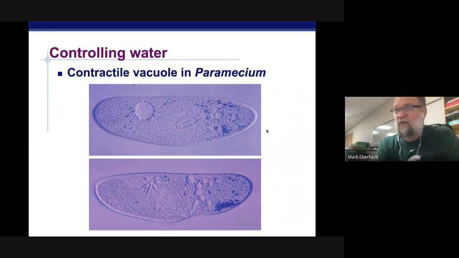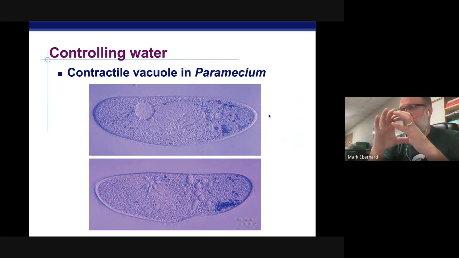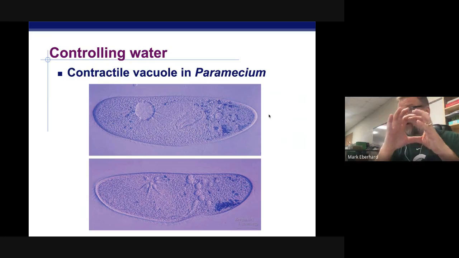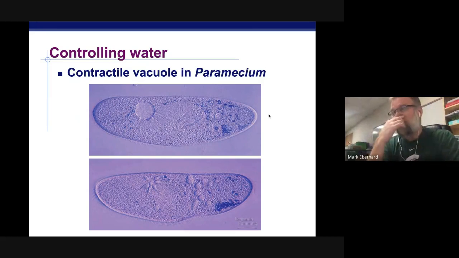This is just a picture of a paramecium. Again, we've shown you one before. In the top picture, again, my pointer's not working, to the left, there's the big circle. That circle is the contractile vacuole that's full of water. And then in this picture below, same location, you see now it's like a little starburst. That's after the vacuole's contracted to push the water out. So the vacuole fills up with water, contracts, pushes the water out. Fills up with water, contracts, pushes the water out. And that's how the paramecium combats the extra water and keeps itself from rupturing.